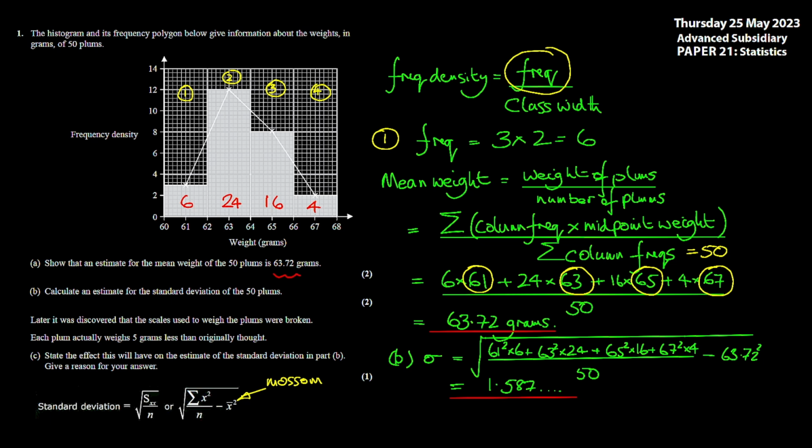Looking at part C, it now says that the scales were wrong and each plum now weighs 5 grams less than originally thought. What effect does this have on the standard deviation? Well, the standard deviation is a measure of spread of the results. And that 5 gram discrepancy will just push the whole of this distribution 5 grams leftwards. So this becomes 55, and this will become 63. But the standard deviation, in other words, the variation of weight of the plums, will remain the same. And that is the verbal answer to part C.